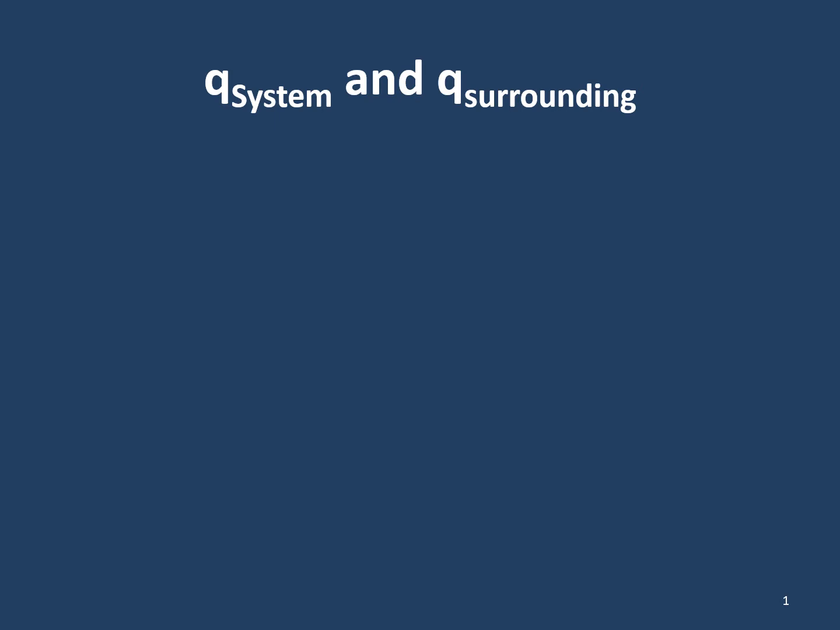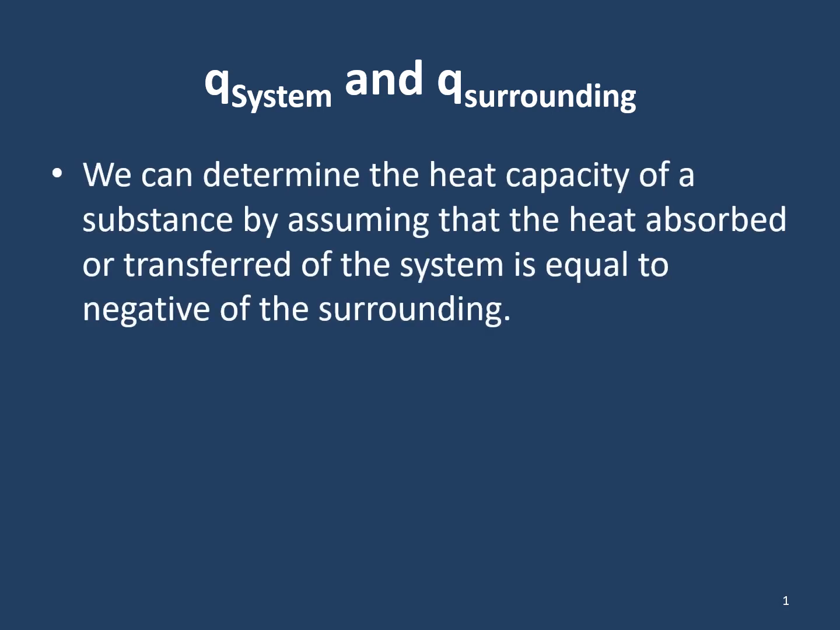We're going to continue talking about the Q is equal to mc delta T equation and some of the ways we can use it in a process known as calorimetry. One of the things that we can relate is the Q of the system versus the Q of the surroundings. Now, we can use the relationship between these two things to calculate a substance's heat capacity that we don't know.